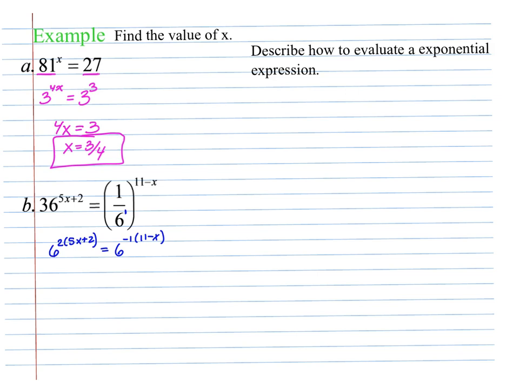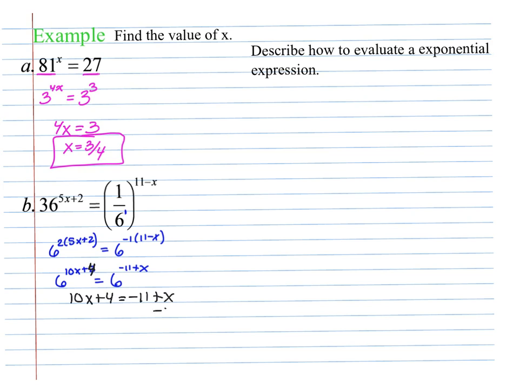And now we're going to use our properties of exponents, and we are going to multiply those things out. So we're going to have 6 to the 10x plus 2, and negative 11 plus x. And since we have the same base, we could drop the bases. So we're going to drop that, and that should be a 4. So we should have 10x plus 4 is equal to negative 11 plus x.